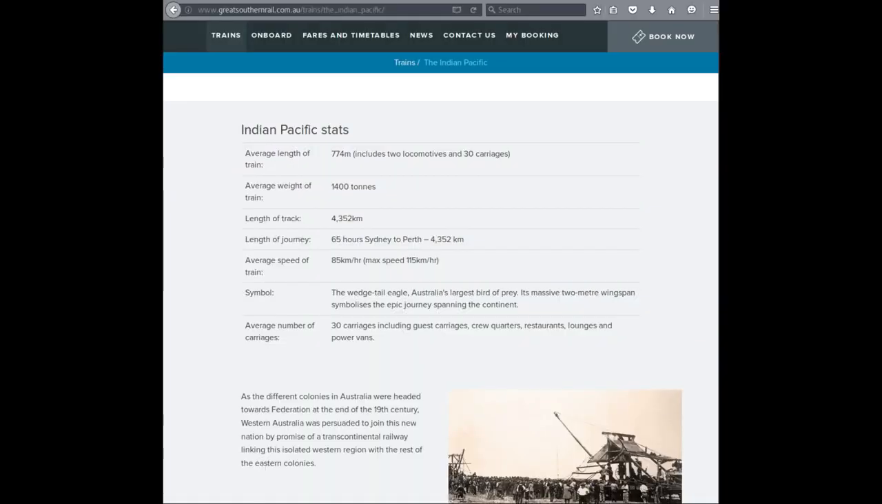So now let's look at some of the stats about this railroad. And this is right from their website. Average length of the train is 704 meters. 2 locomotives and 30 carriages. Now that's very important. 2 locomotives. Keep that in mind. Average weight of train 1,400 tons. Length of track 4,352 kilometers. The length of the journey 65 hours, Sydney to Perth, and 4,352 kilometers.